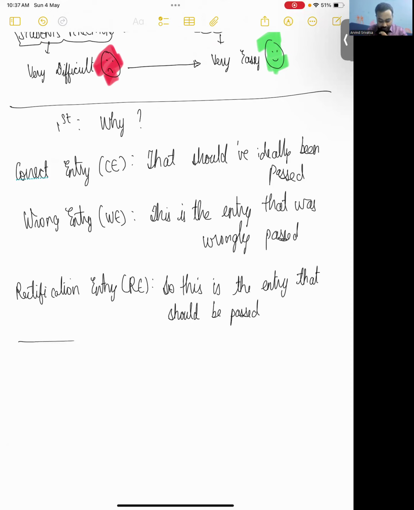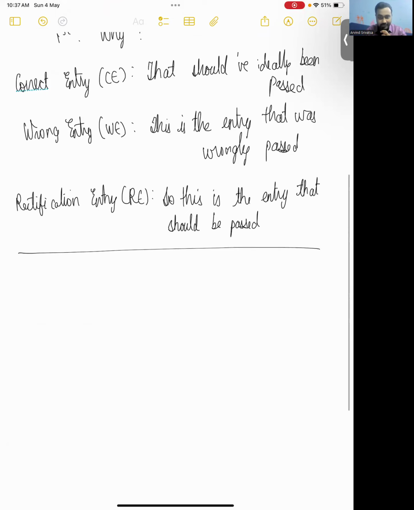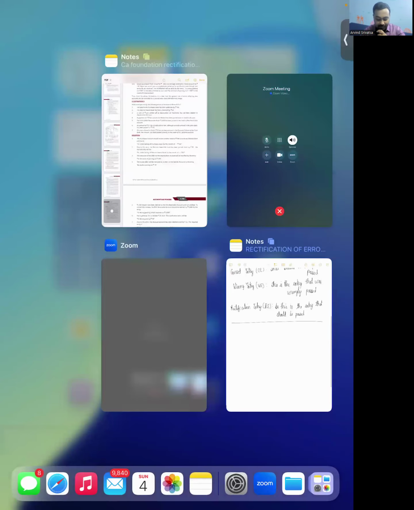We will be using the short forms when we are starting this chapter, so that we don't write the whole thing again and again. So we have the correct entry, wrong entry, and rectification entry. We will be using this three-step format to crack any question on rectification of errors, and that's how we'll be starting. So without any further ado, let's jump on to the first question.